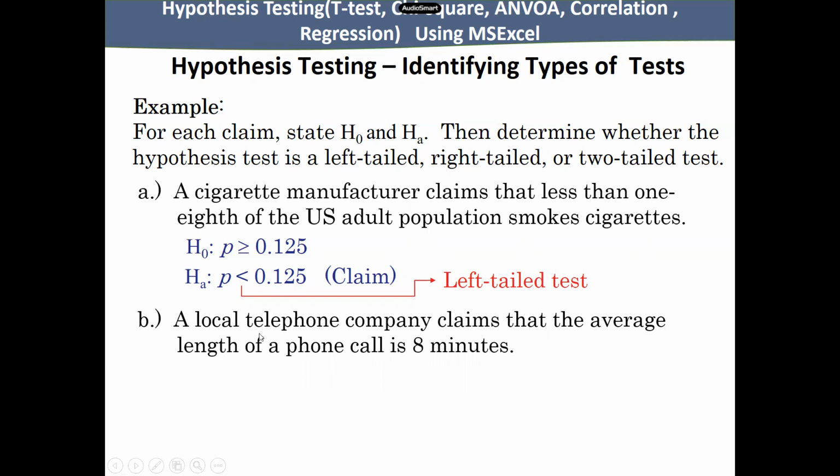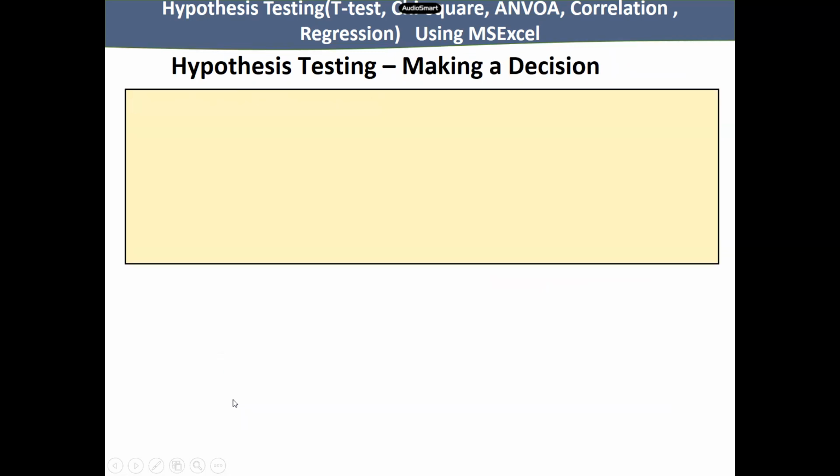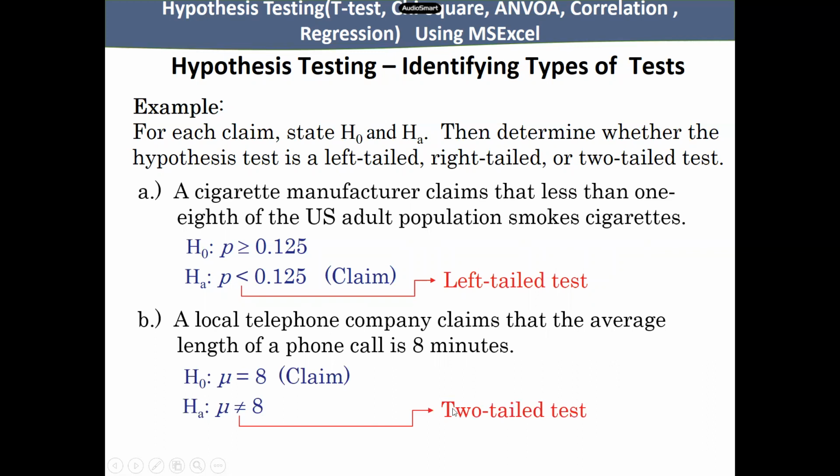A local telephone company claims that the average length of a call is 8 minutes. So this is equal to 8. Then this is the two-tailed test. This one is not equal. So yes, two-tailed test.